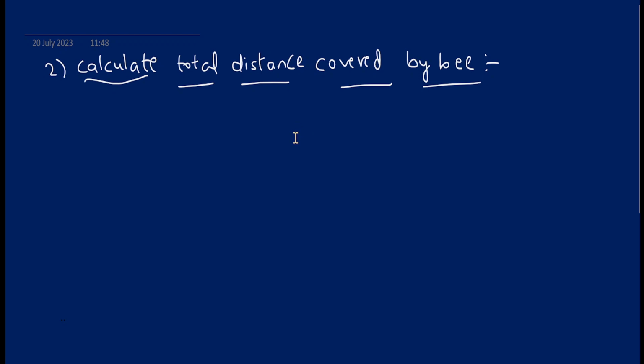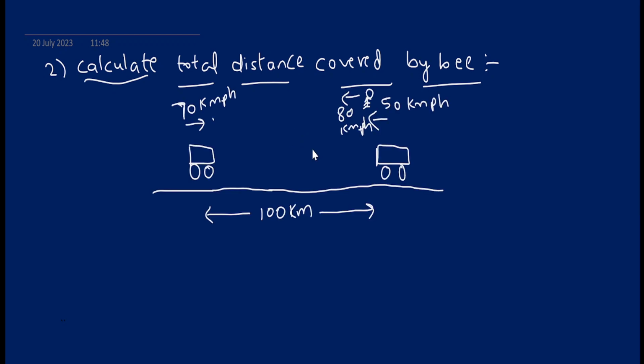Let's start into the second puzzle in this playlist, which is calculating the total distance covered by the bee. Now let's see the problem statement. In this problem, there are two trains which are moving towards each other, and they are at a distance of 100 kilometers initially. The speeds of the trains are 70 kmph and 50 kmph.